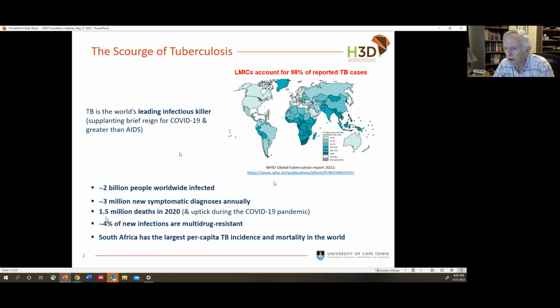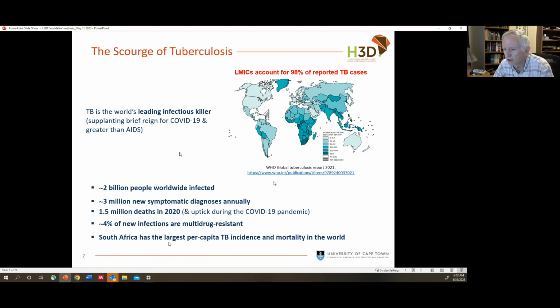Currently, as of the last reading in 2020, there are 1.5 million deaths due to TB. And this may have actually upticked a little bit higher during the COVID pandemic, not only because if somebody is compromised in lung function because they have TB and they get COVID co-infection, it's hard to say whether they're dying from TB or from COVID. A fairly good percentage of new infections are multi-drug resistant, and that's a big problem. It's really, really hard to treat.